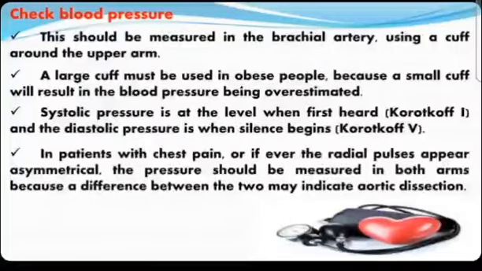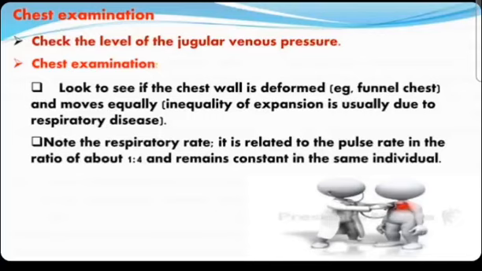In patients with chest pain, or if the radial pulses appear asymmetrical, the pressure should be measured in both arms because a difference between the two may indicate aortic dissection. Check the level of the jugular venous pressure. Chest examination. Look to see if the chest wall is deformed, for example funnel chest, and whether it moves equally. Inequality of expansion is usually due to respiratory disease. Note the respiratory rate. It is related to the pulse rate in a ratio of about 1:4 and remains constant in the same individual.